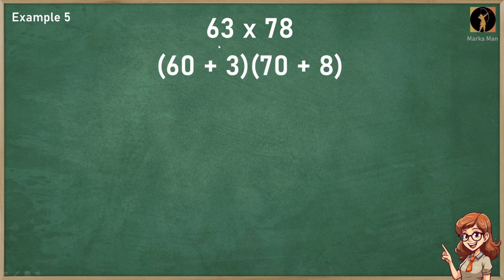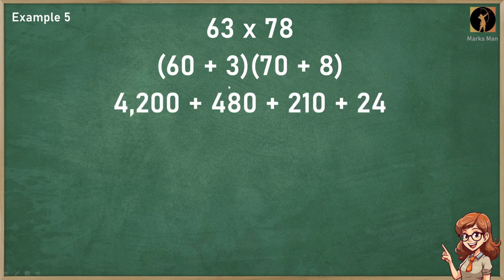So you can break these digits into each digit value. So in number 63, the value of 6 is 60 and the value of 3 is 3. Times in number 78, the value of 7 is 70 and the value of 8 is 8. Now you can use the FOIL method to answer this. Or you can just distribute the numbers in one parenthesis to the numbers in the other parenthesis.